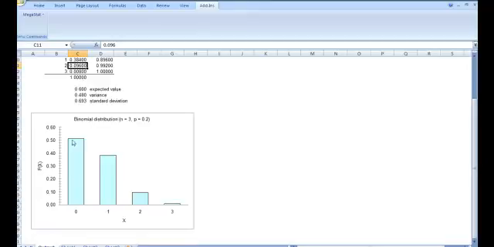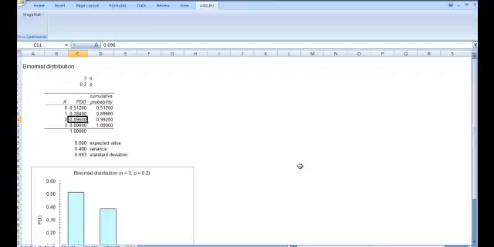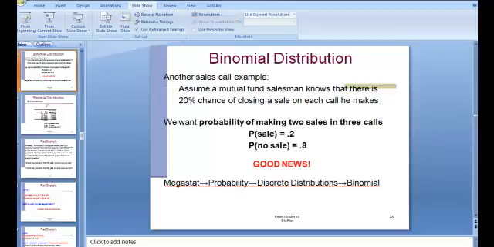You can see 0 has a huge probability, 1 lower probability, 2 very low probability, and 3 very unlikely. As I mentioned earlier, as the number in a binomial trial rises, this distribution tends to become more normal and look like a bell-shaped curve. So anyway, that was how easy it was to do a binomial distribution. Let me return to my PowerPoints.